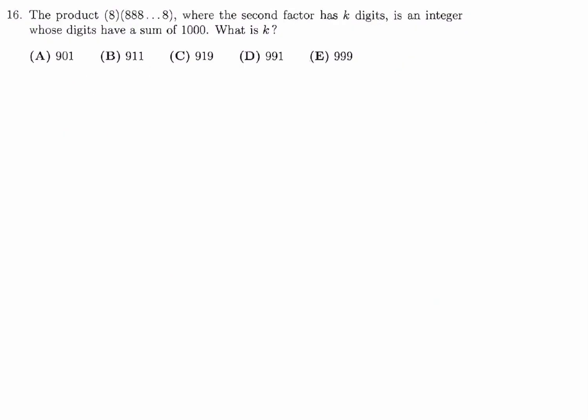The product 8 times 888 dot dot dot 8, where the second factor has k digits, is an integer whose digits have a sum of 1000. What is k? Well, let's figure out what happens for small values of k, and then we can extrapolate the decision that we make, or the pattern that we find.